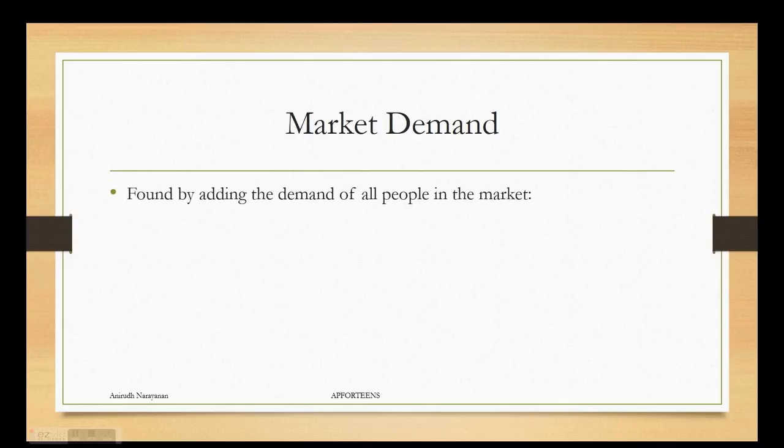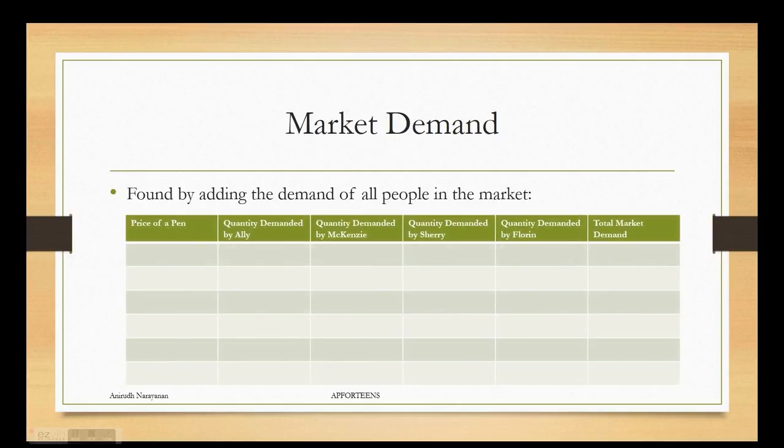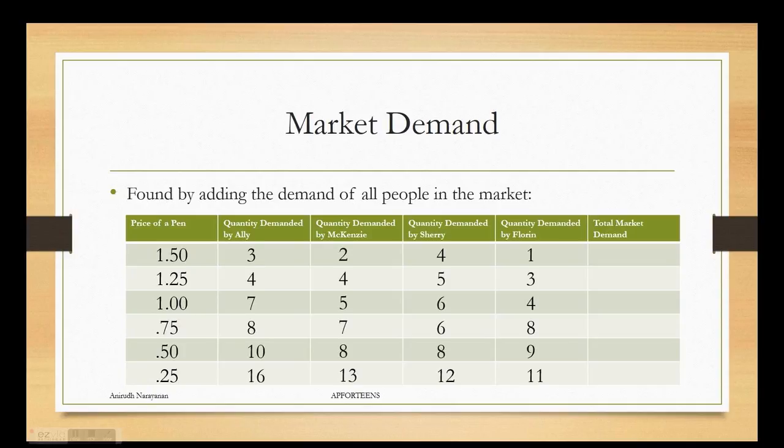Now, market demand is another huge thing that you need to know. It's found by adding the demands of all the people in the market. So for example, let's take a random scenario. We have 4 different people: Allie, Mackenzie, Sherry, and Florin. Now, the price of a pen, which we're going to be using in this example, could vary. Let's assume it's these prices. The quantity demanded by each person is going to vary as well. So as you can see, certain people want a certain number of pens.